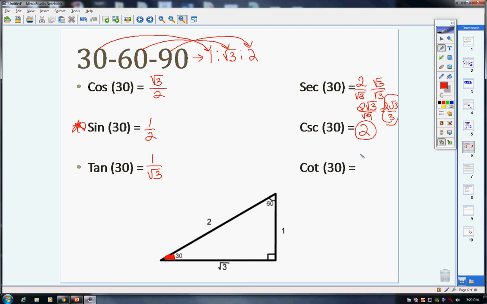Now that I've done that, I'm going to rationalize this one. So I'm going to multiply by the square root of 3 over the square root of 3. Square root of 3 over the square root of 9 equals the square root of 3 over 3.